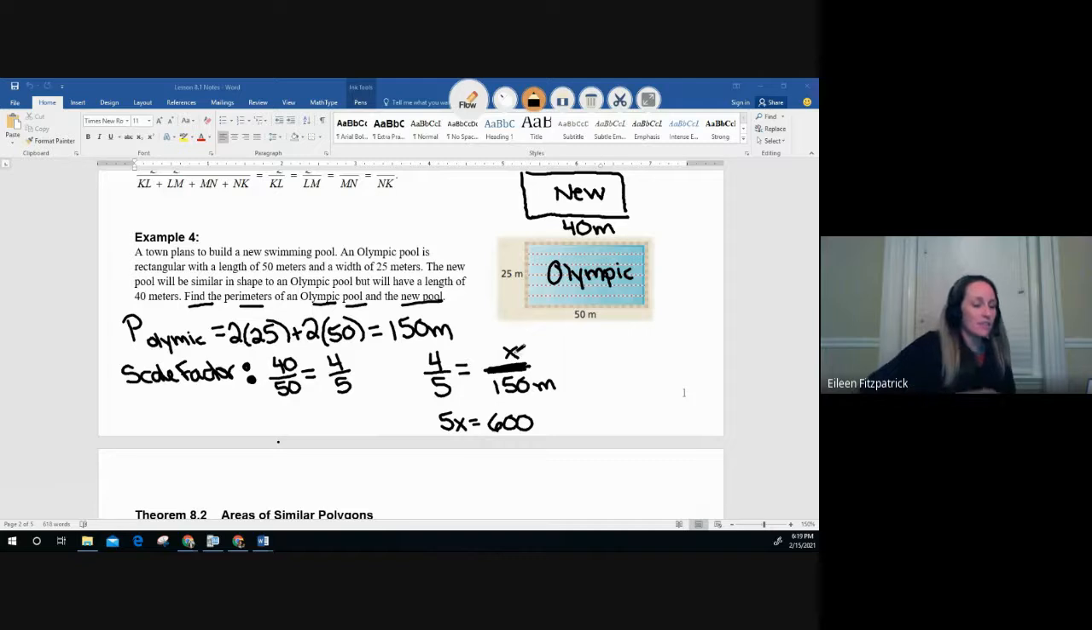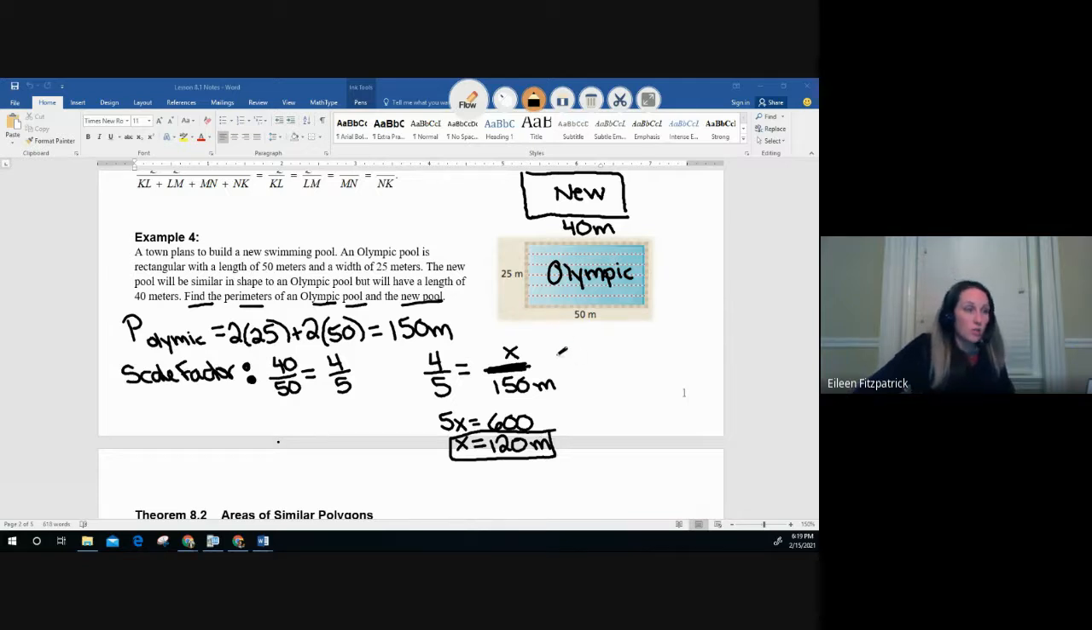All right. And then you're going to take 600 and divide by 5. Just want to make sure my math is correct. Yeah, 120. Okay. So you get x equals 120. And now you know that your new pool has a perimeter of 120.